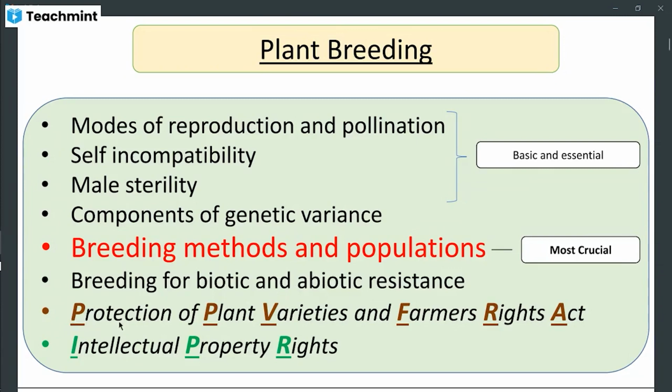And the other topic is PPV-FRA, the most important topic, and IPR is also the most important topic. Among these, the first three are most essential topics you need to learn. And then after learning these three essential topics, you need to apply them in the breeding methods and populations. And we will also clearly see about PPV-FRA and IPR in the paid course.